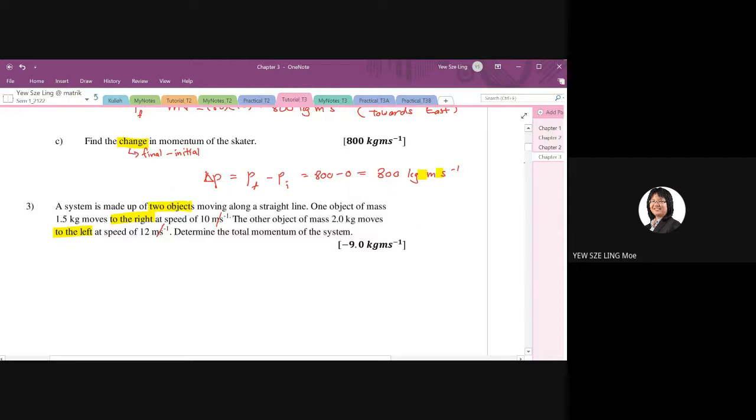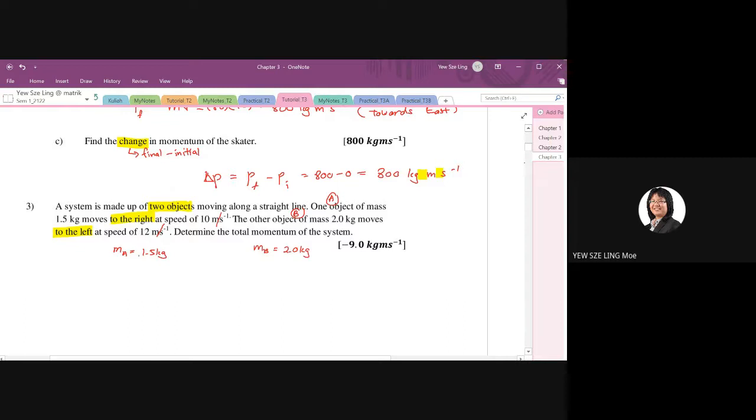Right, let's see. So now you have two objects. So I'm going to call object 1 object A. The other object, I'm going to call object B. So object A and object B. I'm going to list down the information for each of them first. MA equals 1.5 kg. So MB equals 2 kg.